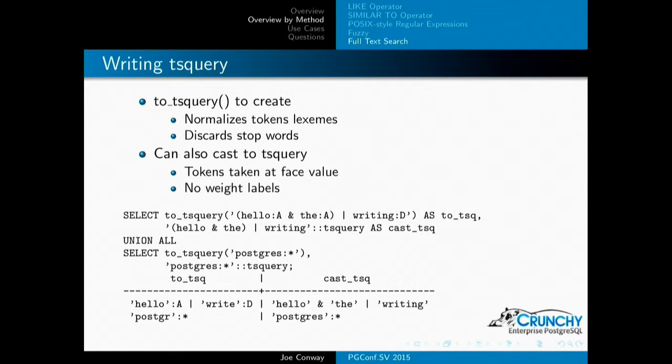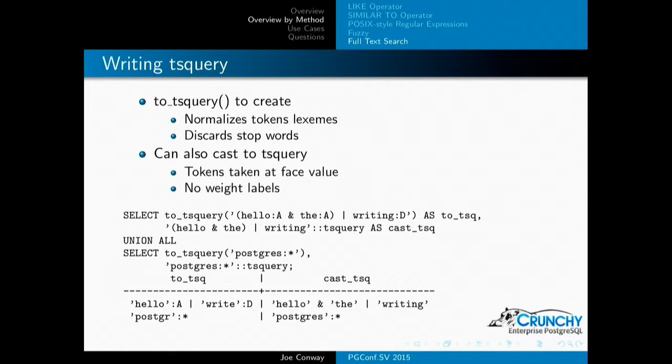So if you look at this example here, I'm saying toTsquery hello in my subject, and the word the in my subject, or the word writing in my body. That's using the toTsquery. And then here's the exact same string, but I'm just casting it. And if you look at the result here, you'll see that when I use the toTsquery, I retained my weights. The word the, because it's a stop word, just got eliminated entirely. And in this case, the word the is still there because I didn't process it the same way. I didn't normalize the tokens. And I also lost my weights.